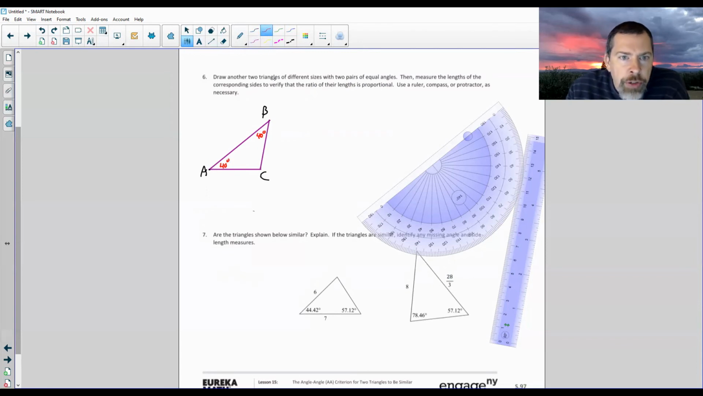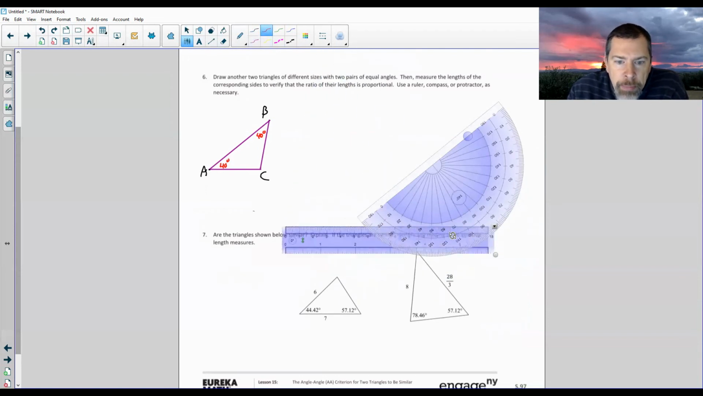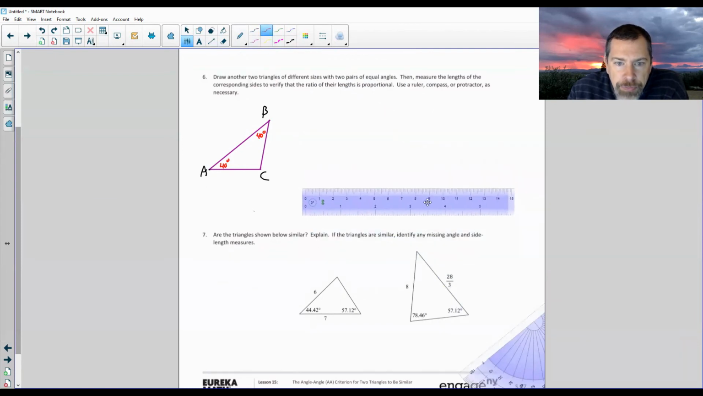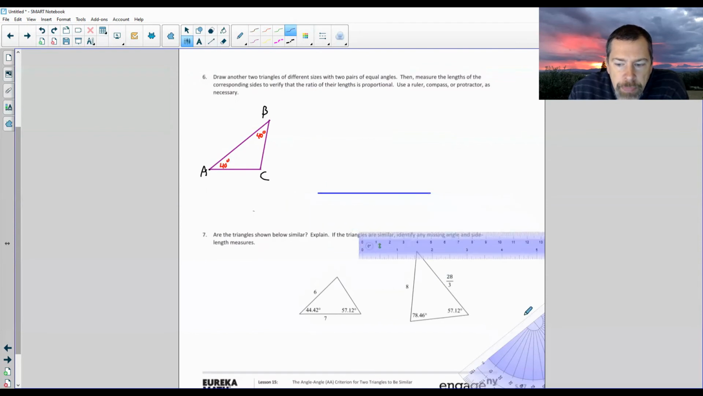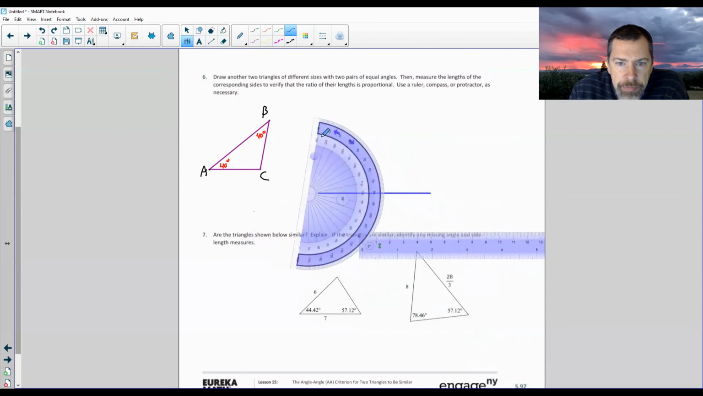It says draw another two triangles of different sizes with two pairs of equal angles. So now I'm going to draw a bigger one. I'm not going to measure this time. Let's use blue for this triangle. So I'm just going to draw a line and I'm going to measure it. I'm going to put my protractor on it.